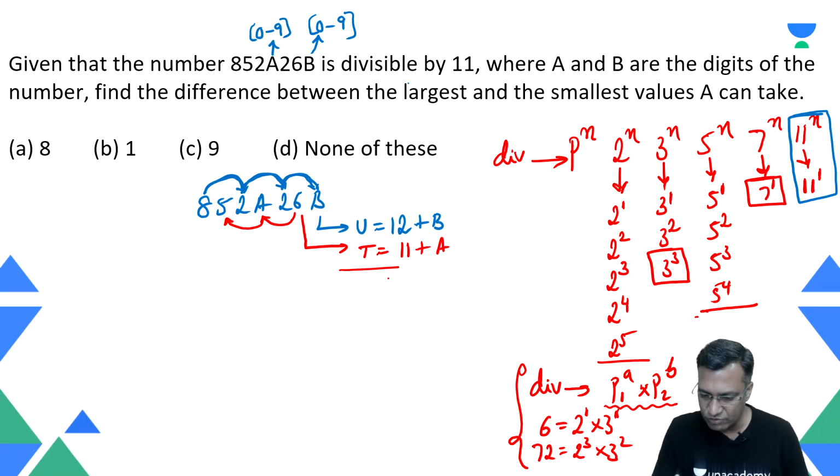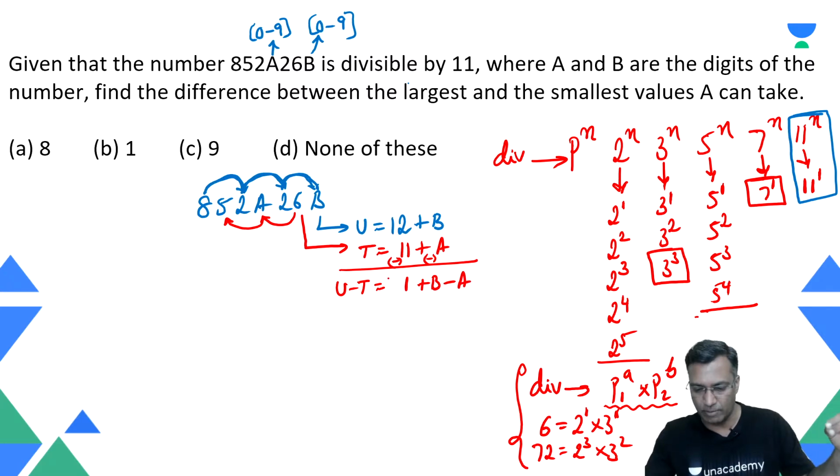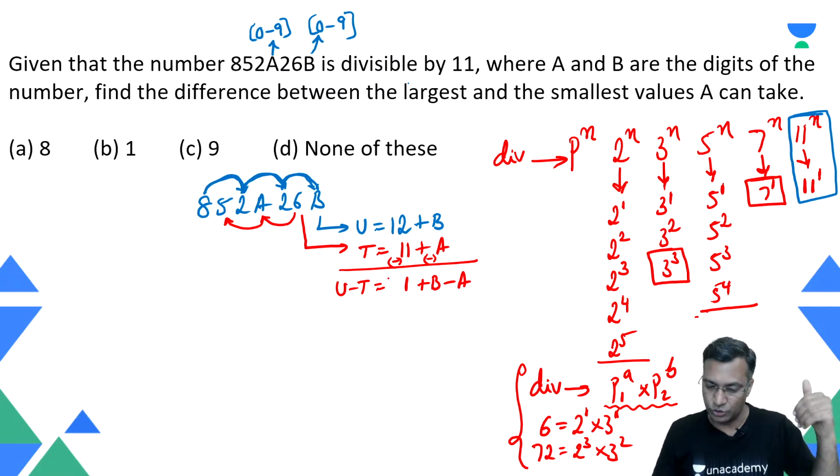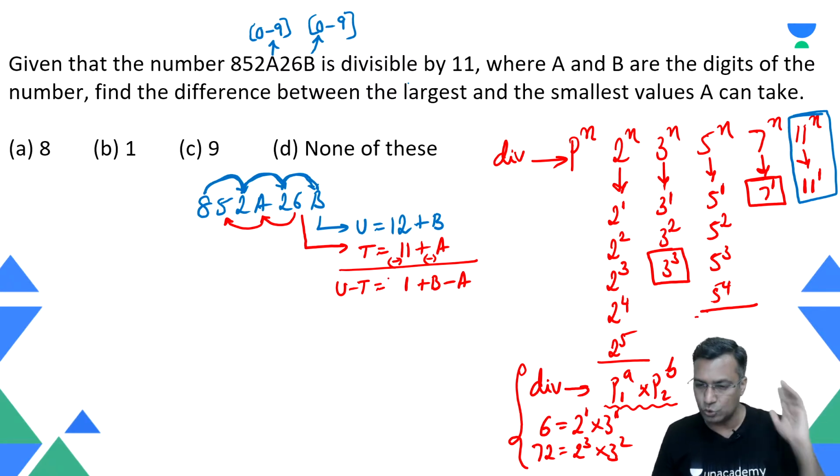Good. So what is the divisibility rule for 11? It is u minus t. So that is u minus t. In this particular case, it is going to be 12 minus 11, which is 1, and there is a b minus a. This is the sum of the alternate digits starting with the units place minus the sum of the alternate digits starting from the tens place. When you do this, you get this.